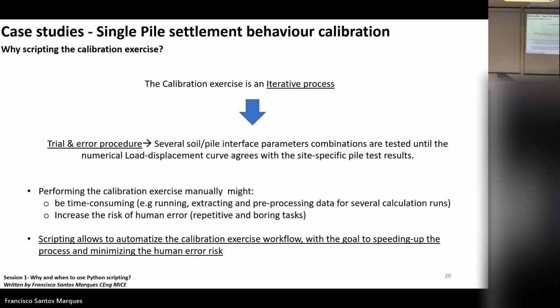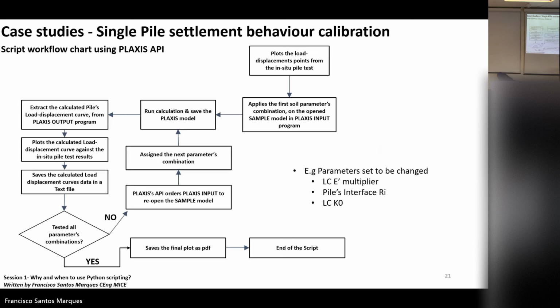Okay, so we see that it's an iterative process. It's a bit of a trial and error process. We already talked about that. It can be time consuming. Of course, if you have to do this multiple times, the chances of errors are big. So how can we do this in a more clever and efficient way?